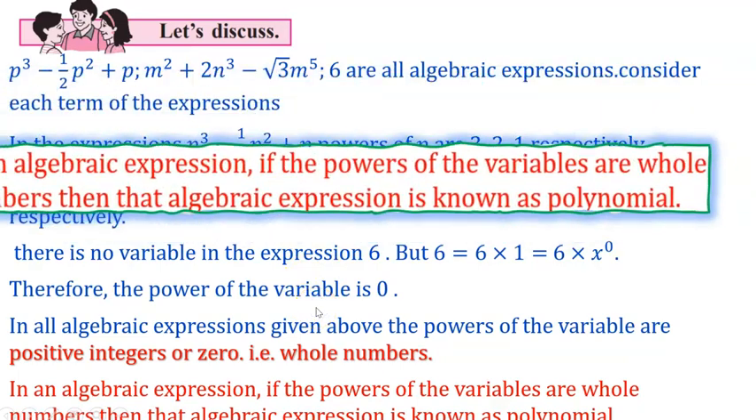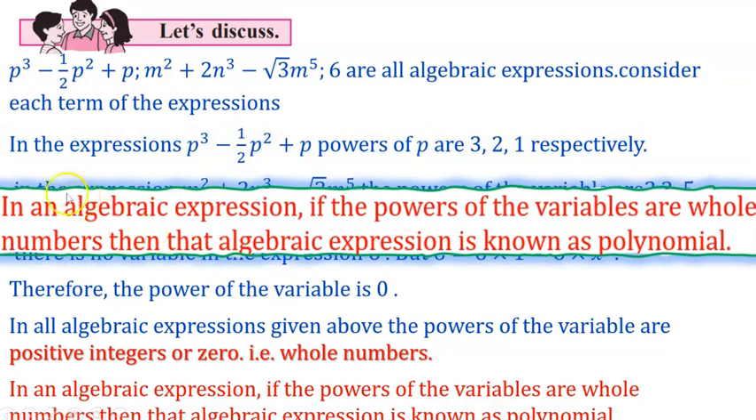Okay, now again see this here. In an algebraic expression, if the powers of the variables are whole numbers, then that algebraic expression is known as a polynomial. The powers must be whole numbers, meaning 0, 1, 2, 3 up to infinity.